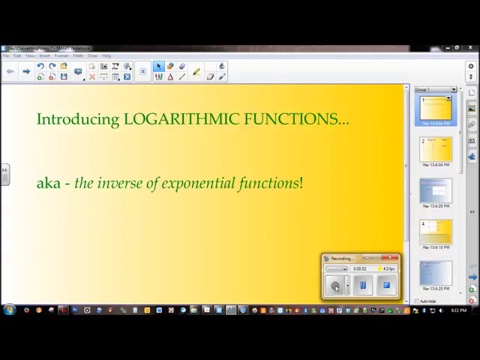In Unit 10, we're introducing logarithmic functions. Logarithmic functions are the inverse of exponential functions. What that's going to allow us to do is algebraically solve things that we could only graphically solve in the last unit.